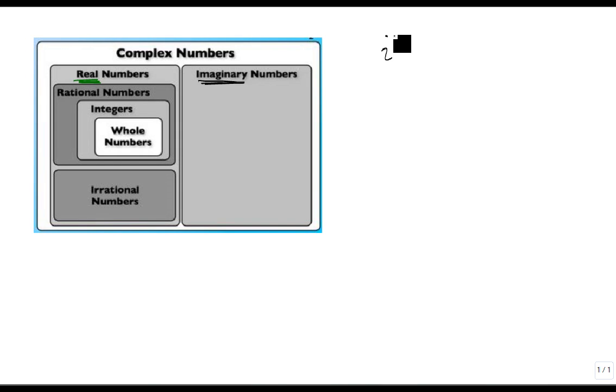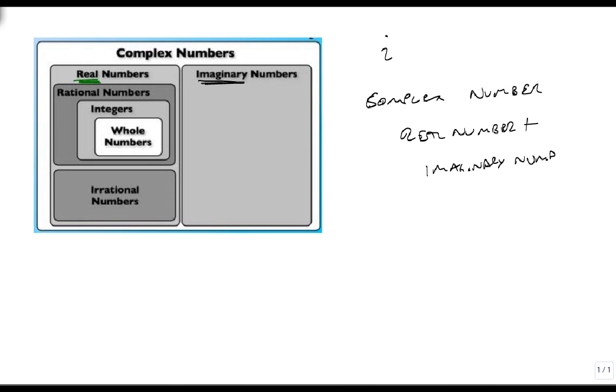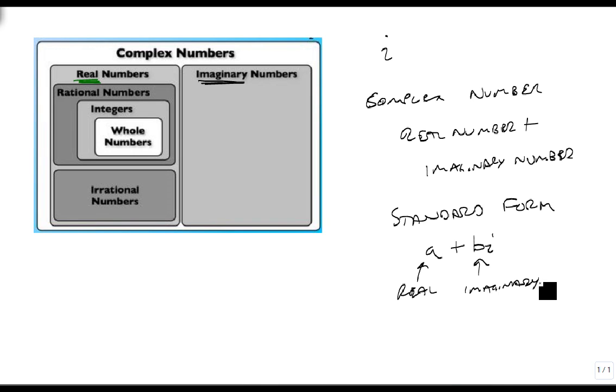The other really important thing to know about complex numbers is that a complex number is a real number plus an imaginary number. And so this gives us the standard form of a plus bi. And it's really important when dealing with complex numbers that we always write them in standard form. The real first and the imaginary second, even if we're given the imaginary first in a given problem.